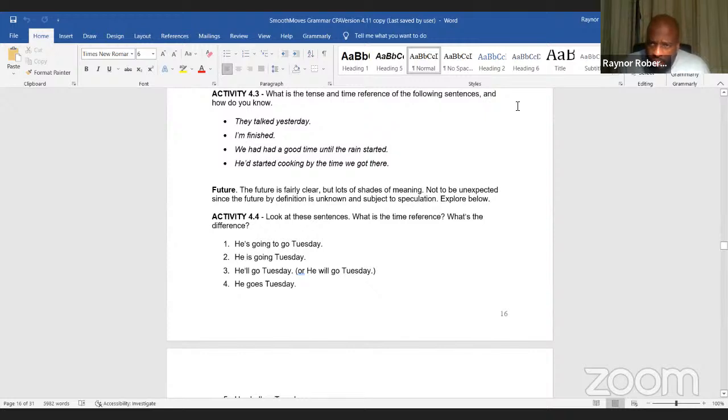He goes Tuesday. When do you go to see the doctor? I'll go Monday. When does Michael go to the doctor? He goes Tuesday. Interesting. There's no word here, no word when you look at it, that implies that it's future. But we know it's future.